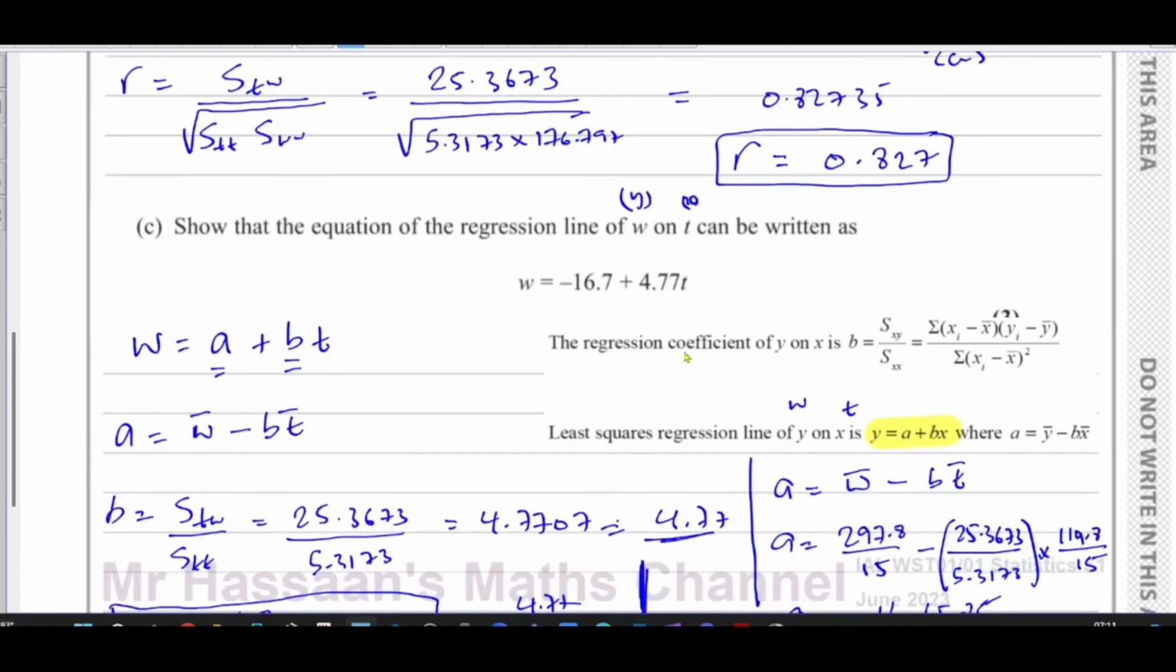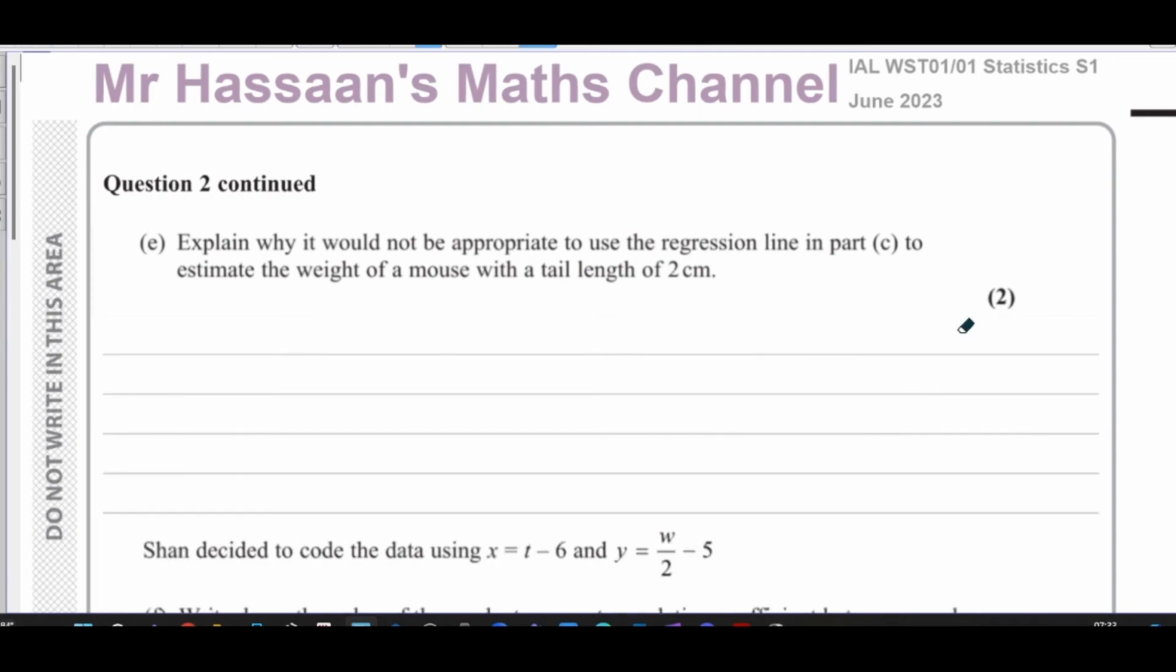So that's A, B, C, D. Let's have a look. Is there another part? Part E. It says, explain why it would not be appropriate to use the regression line in part C to estimate the weight of a mouse with a tail length of 2 centimeters. Now the appropriateness of regression lines is normally judged by whether the data value they asked us to use is out of the range of the data values that they gave us.